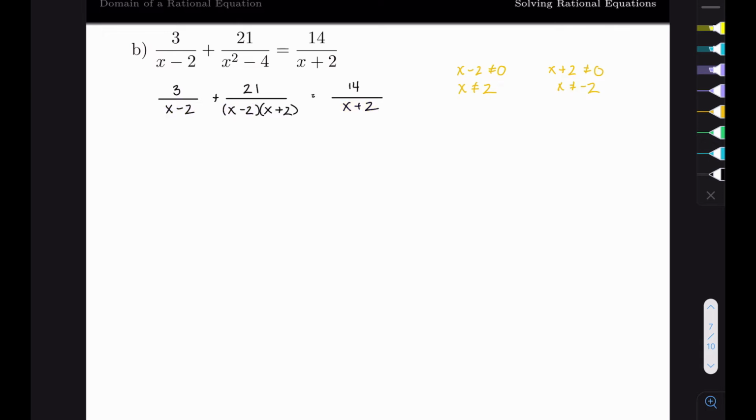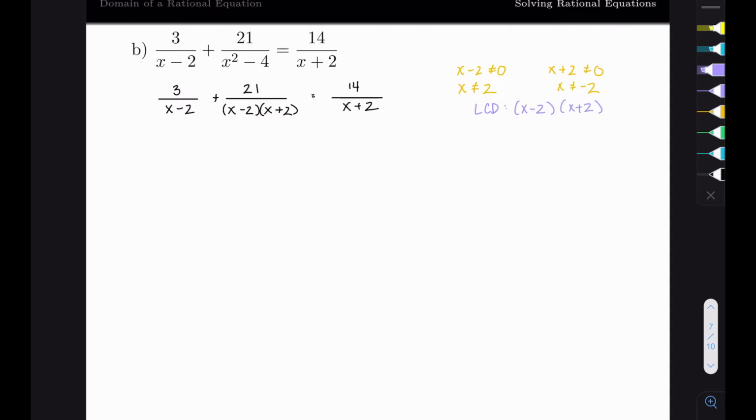And now from here, what I want to do is multiply by something for every single piece that will wipe every single one of these fractions simultaneously. So looking at this expression, the least common denominator definitely has to include an x minus 2, because we have it in this fraction and this one. And it also needs to include x plus 2.